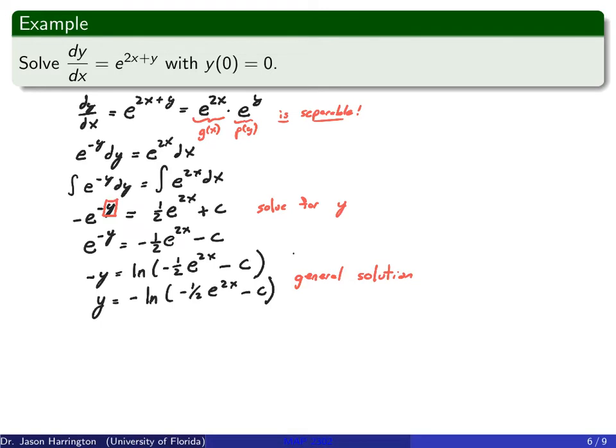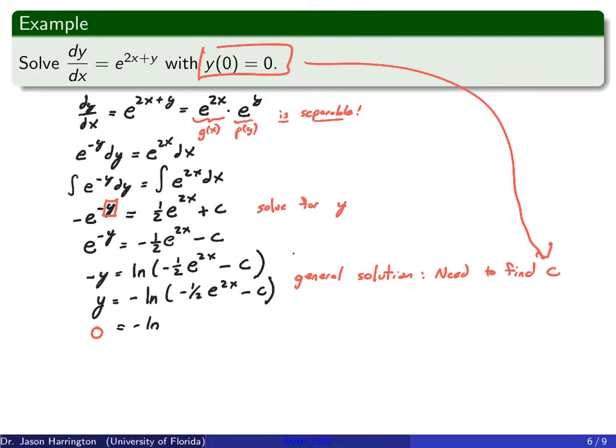But I need to find c with this initial condition that's given to me. So now if I replace y with 0, negative natural log of negative 1/2 e to the 2 times 0, so I replace the x and the y with 0, minus c, then I should be able to solve for c. So this one I want to solve for c to figure out what that value is.